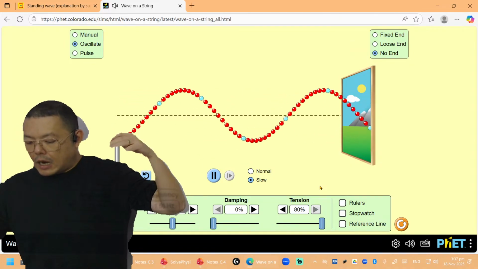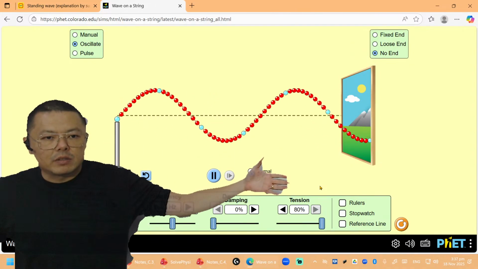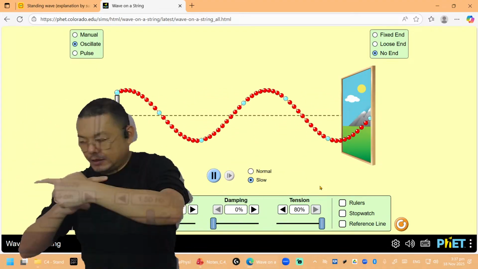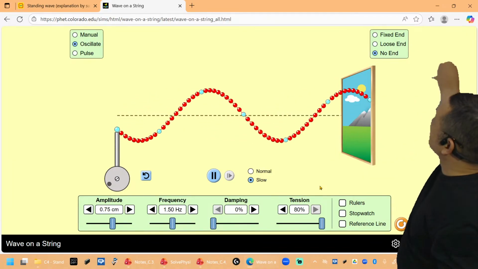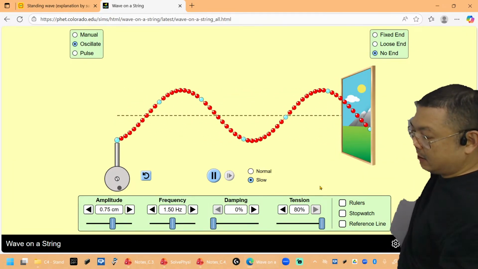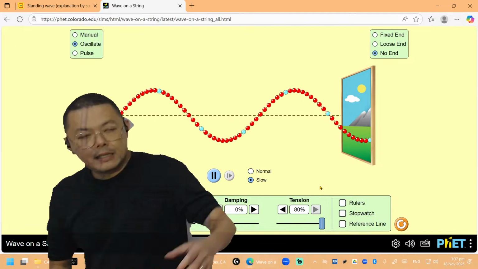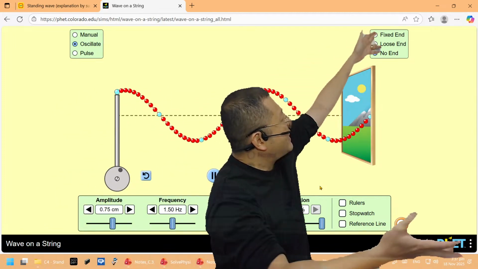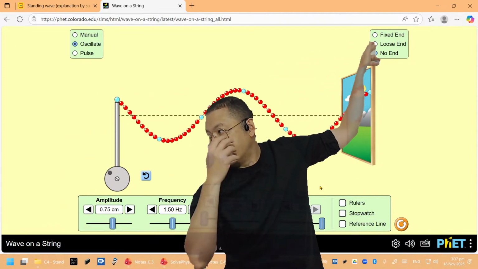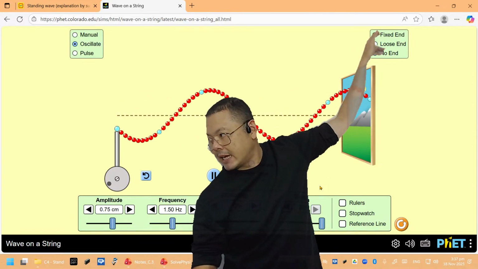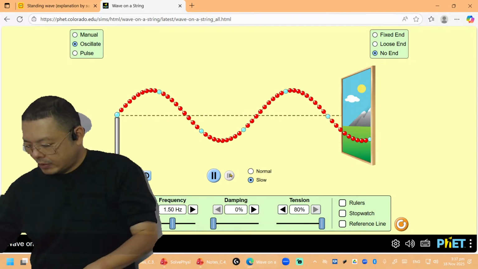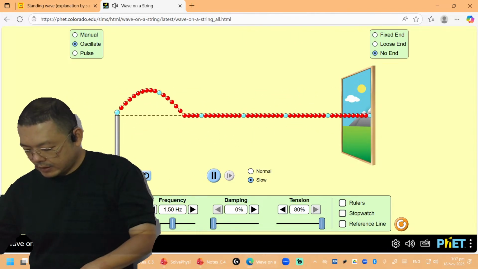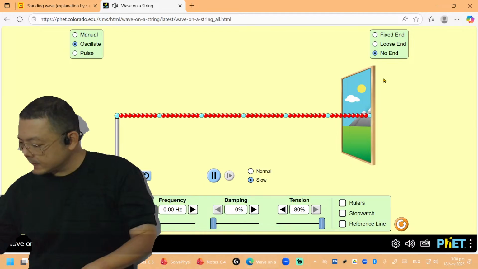I will never be able to get a standing wave like this because I need the wave to come back. So if I want the wave to come back, I need to use either a fixed end or a loose end. A fixed end is also called a closed end. A loose end is also called an open end. Now, you might be wondering what those are, so I'll just show it to you first.